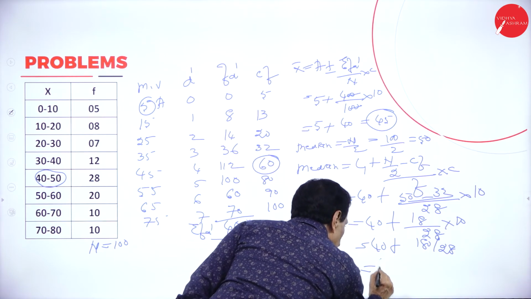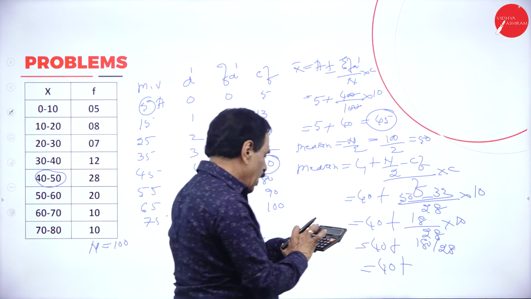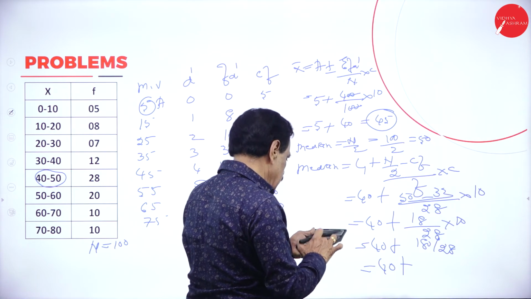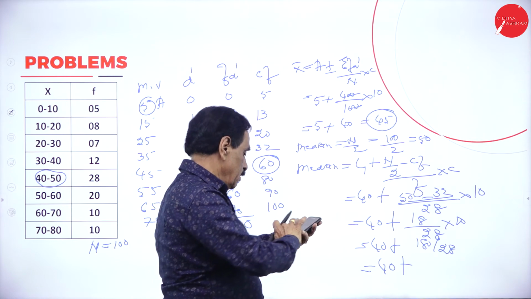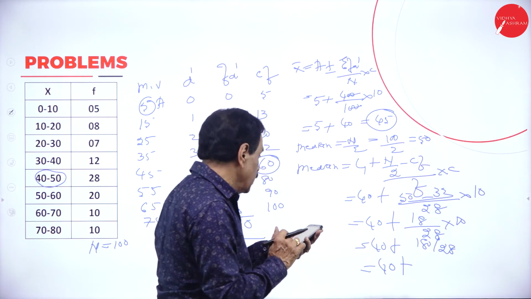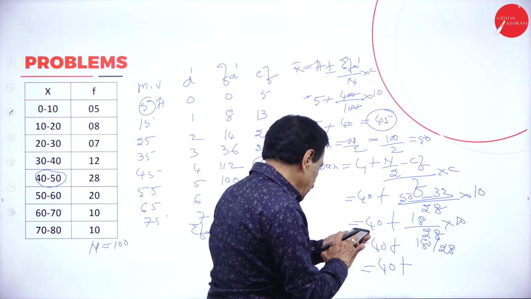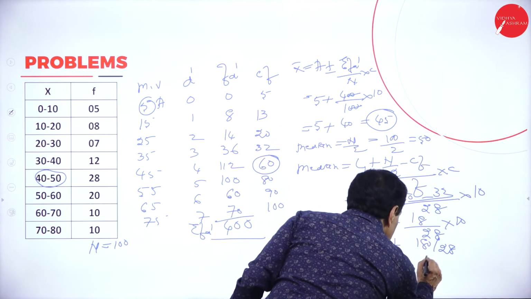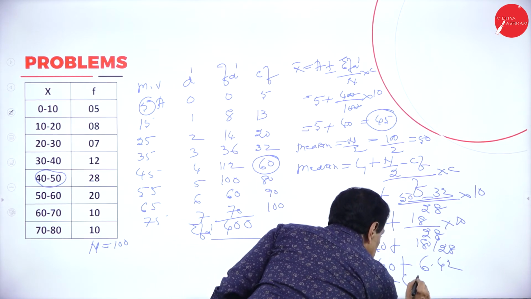Simplify this. 40 plus 180 divided by 28 is equal to, we'll go with the calculator. 180 divided by 28 is equal to 6.42. 40 plus 6.42 will work out to 46.42.